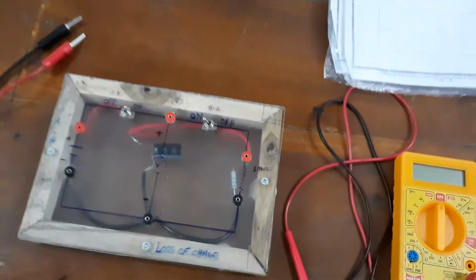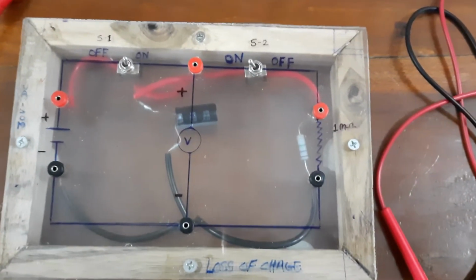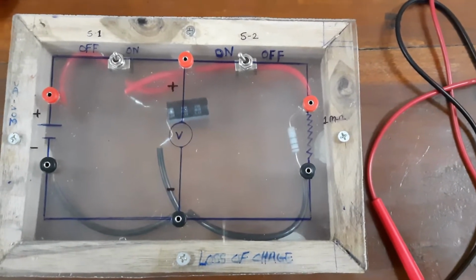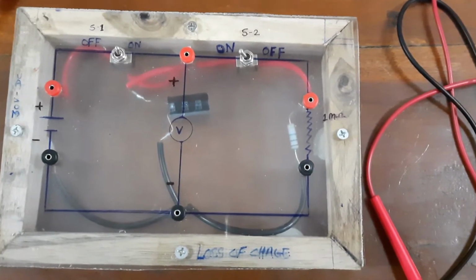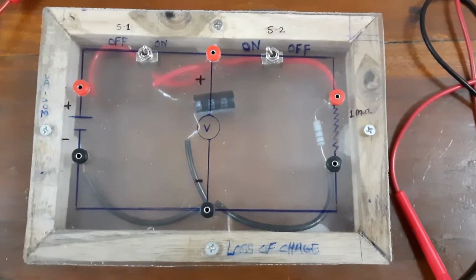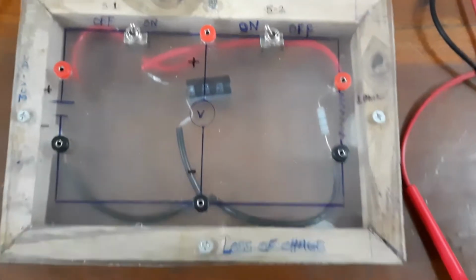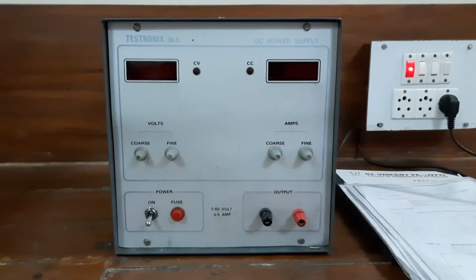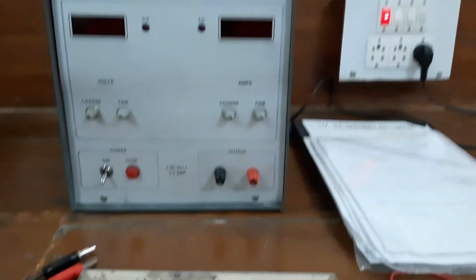What you are observing here is the experimental kit. To the left hand side there is a plus minus terminal DC power supply. We have to set the voltage to 30 volts on this DC power supply. We will be using this for giving the input supply.